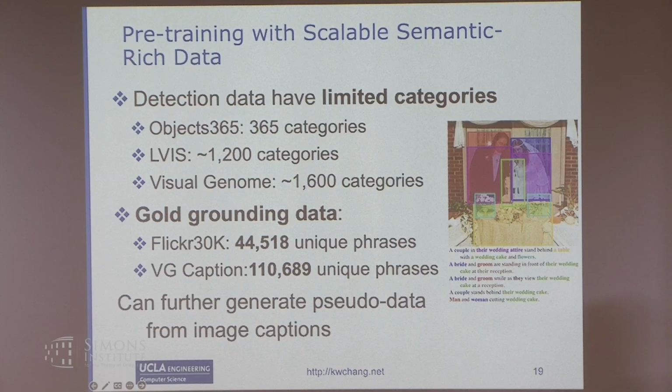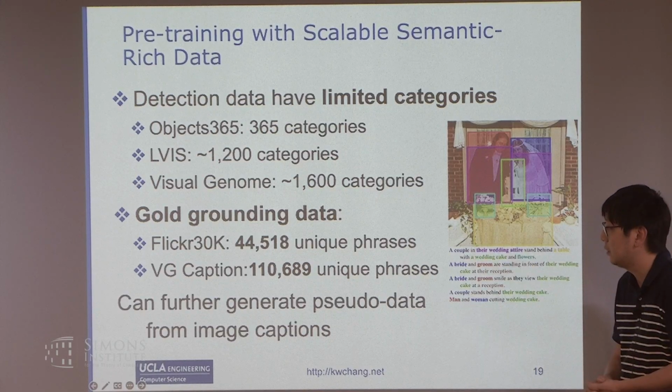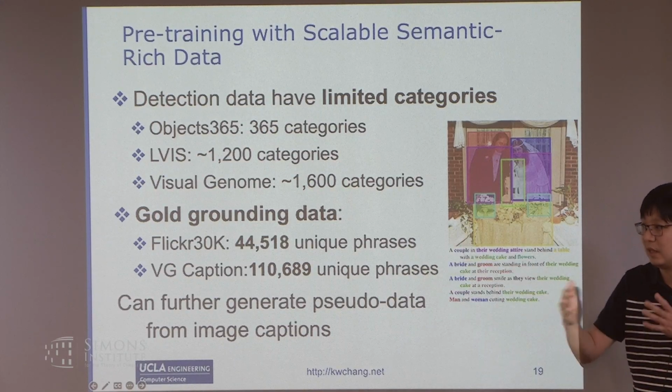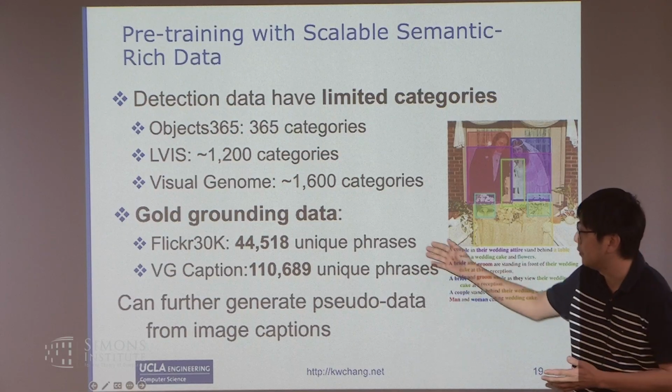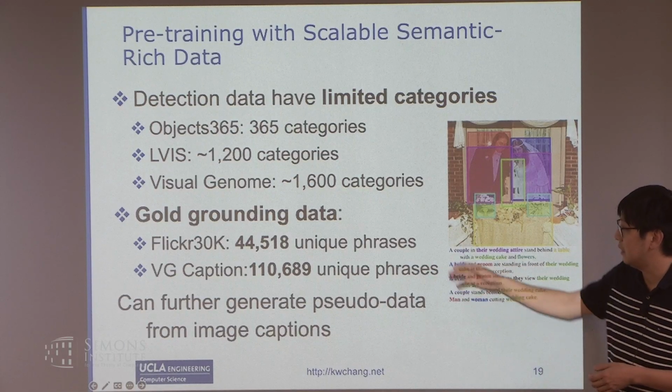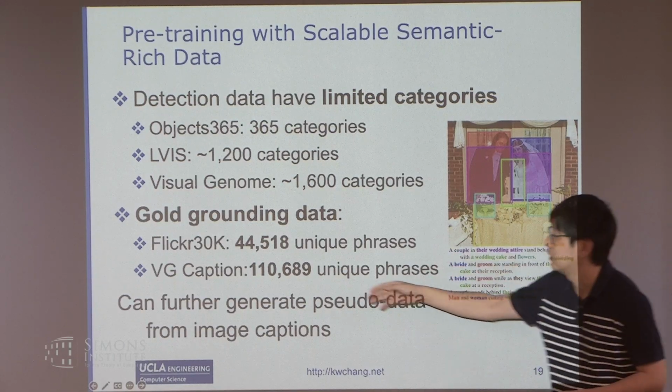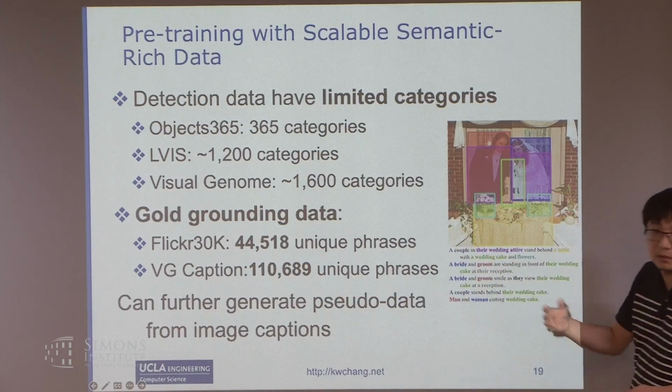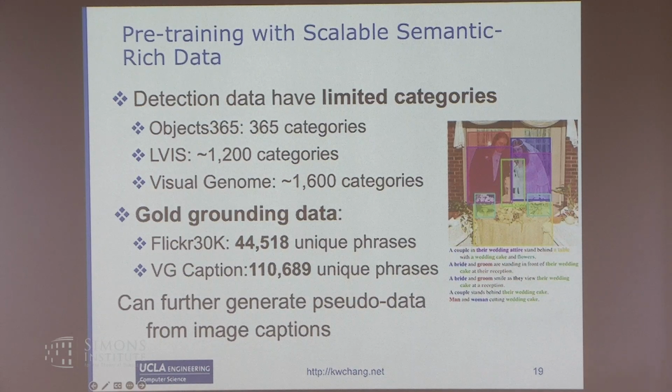On the other side, you have some phrase grounding data. So you have a lot of phrases that describe things in the caption, so you have a lot of unique phrases. But this data is usually much smaller. Like Flickr30K only has like 30,000 data points. So it's not as large as those object detection data. But you can put them together and then train the model with both types of data.